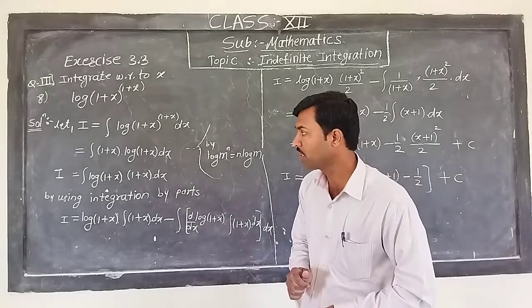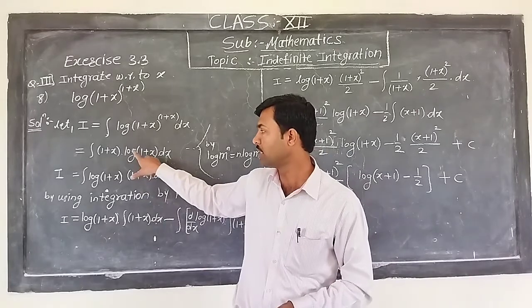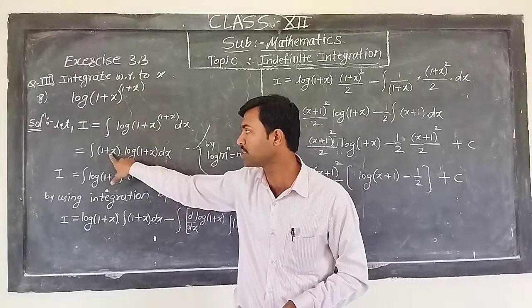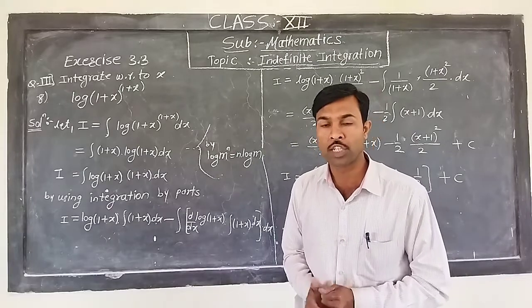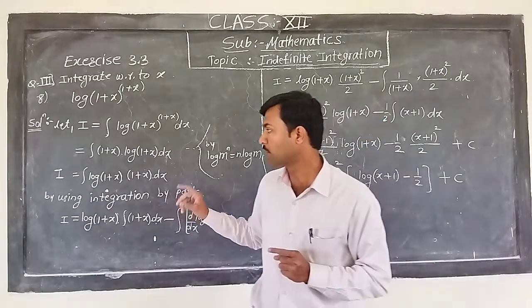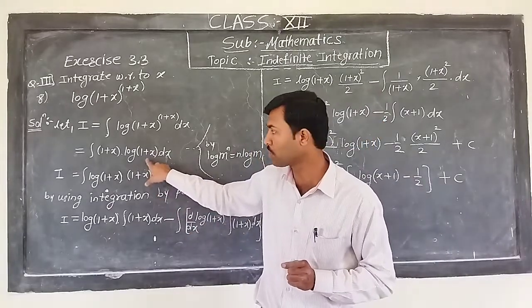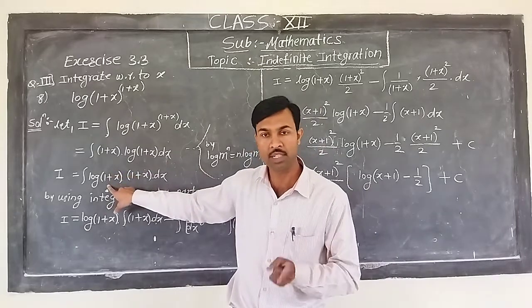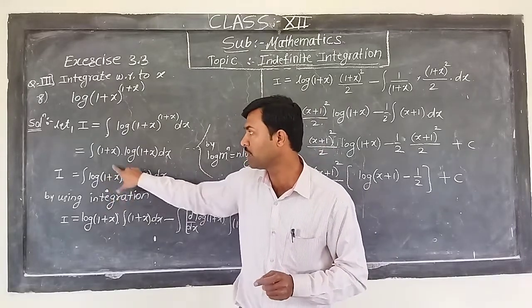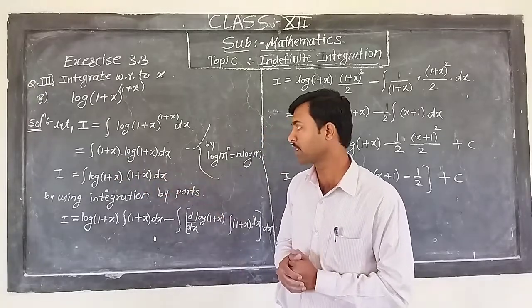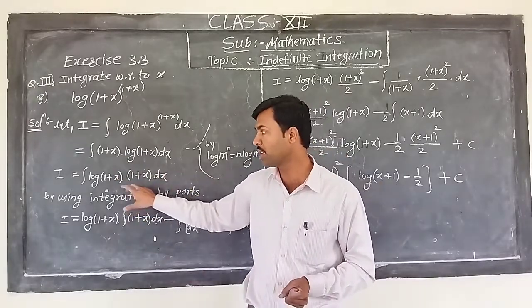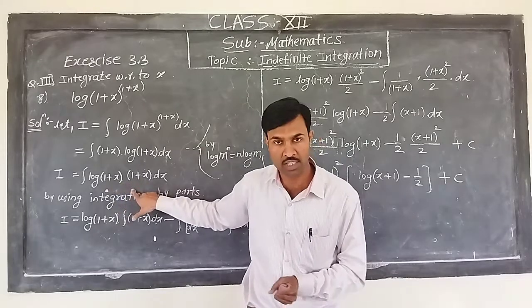If we observe this problem, one function is a logarithmic function and the other is an algebraic function, and by using the ILATE rule, the logarithmic function is always first. So our first function will be log of 1 plus x. So I write this term first, log of 1 plus x, into our second function, which will be 1 plus x into dx. Now here is the product of these two functions. This is our first and this is our second function.